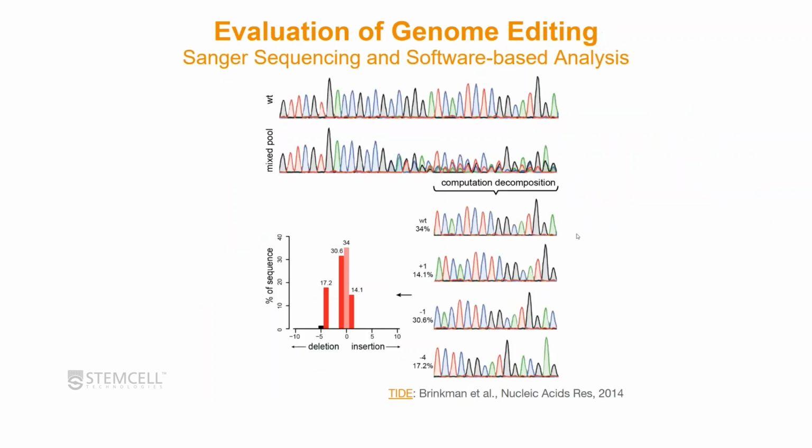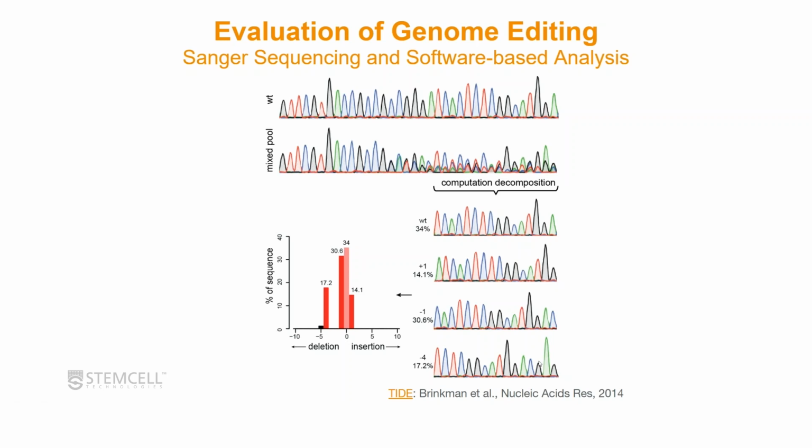You can take the genomic DNA from the parental line as well as your genome edited cell pool. You can PCR amplify the target region and then send it for Sanger sequencing. And what you'll get back is something that looks like this. For the wild type or parental line, you should get a clean trace. Whereas for the mixed genome edited pool, at the cut site, you'll start to see all of these different traces representative of all of the different editing events that occurred in that mixed population.